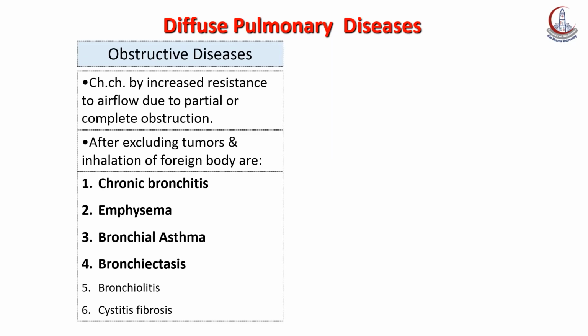The obstructive lung diseases, after exclusion of localized lesions like tumors or inhalation of foreign body, include many diseases like chronic bronchitis, emphysema, bronchial asthma, bronchiectasis, bronchiolitis, and cystic fibrosis. The first four lesions are the most common. The first two lesions are called chronic obstructive pulmonary diseases, chronic bronchitis and emphysema.